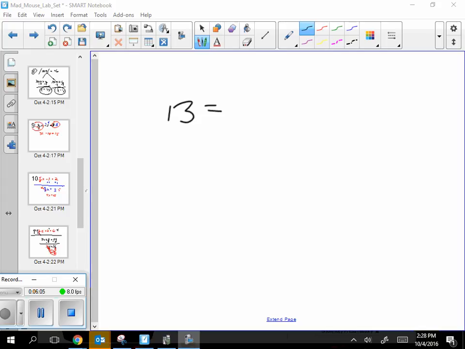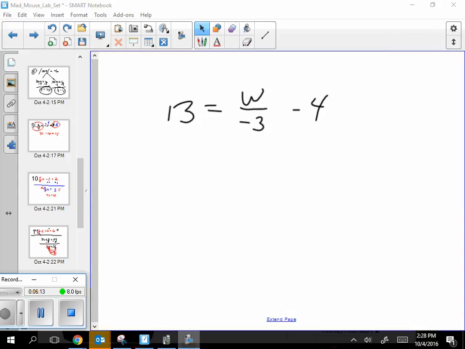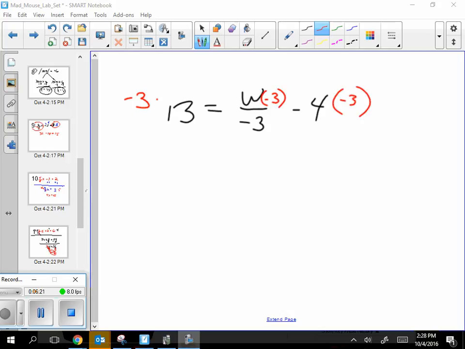So here it is. W over negative 3. Who knows what the denominator is? Say it if you know it. Negative 3. I'm going to multiply everything by negative 3. Negative 3 here. And negative 3 here. Why am I putting them in parentheses? Because math teachers often do that to make it clear it's a multiply problem instead of like a subtract 3. A minus 3 kind of looks like a subtract 3. We're multiplying by negative 3.